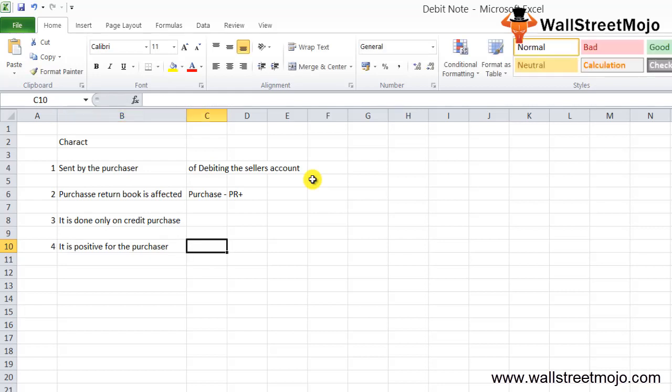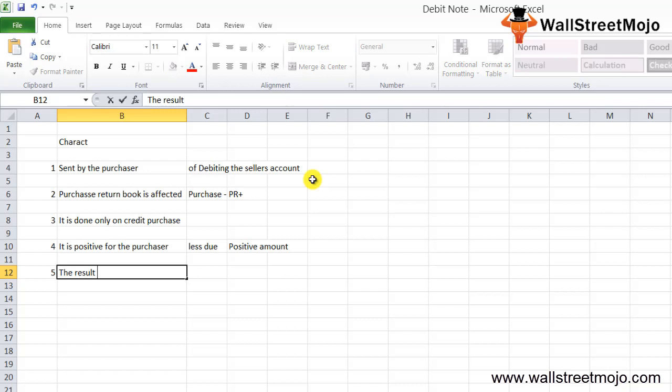Now, it is positive for the purchaser because of the reason the purchaser would need to pay less due to debiting the seller's account, and that's why the amount which is debited is called the positive amount. Okay. The fifth, the result of acceptance, right?